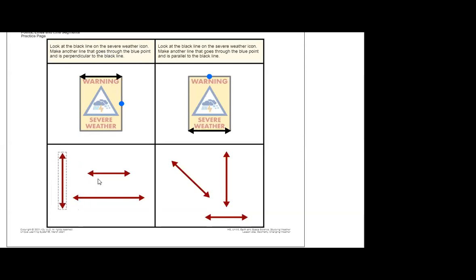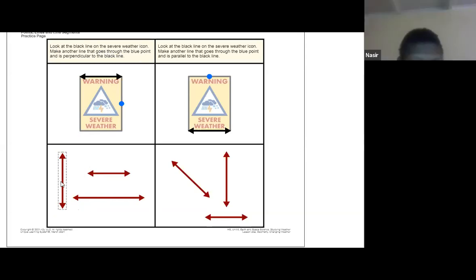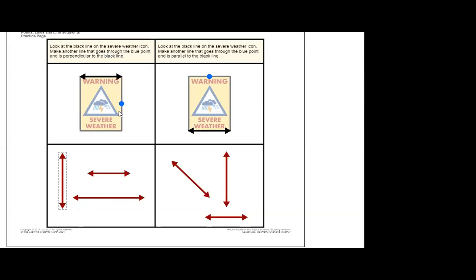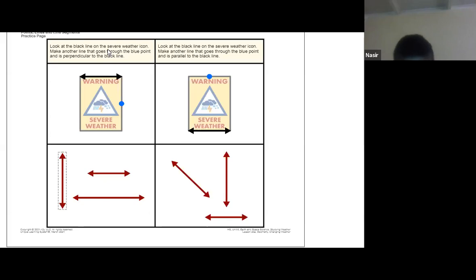So how do you think we could do that? First, start with the small one. So let's think. We have our black line up here, right? If we put something on the side here, on our right side, that would go through the blue line and connect to our black line, right? Yes. And make a right angle.